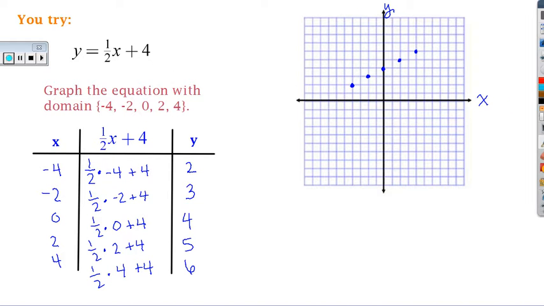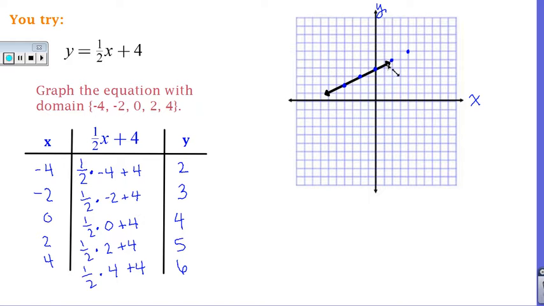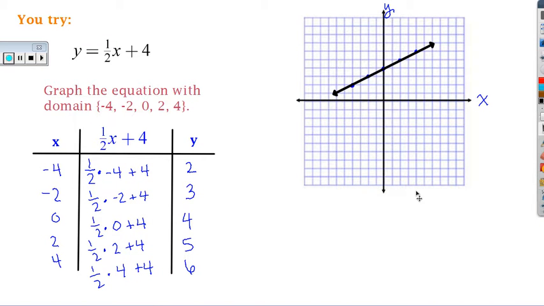Alright, now that you've checked your points, we want to make sure that we represent the entire equation, not just the 5 domain and range values that we found. So we take a straight edge and we connect these points with a line to show that this line goes on and on forever and it has infinite solutions. Okay, so check your line. It should look like this.